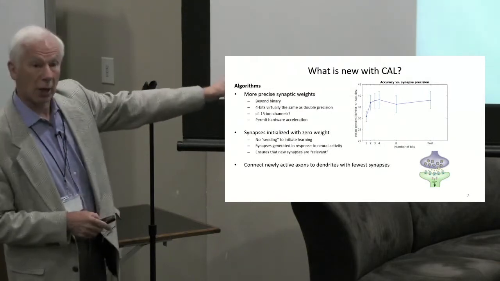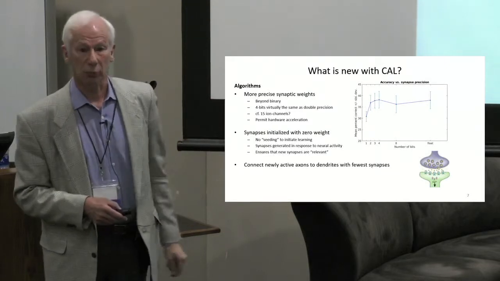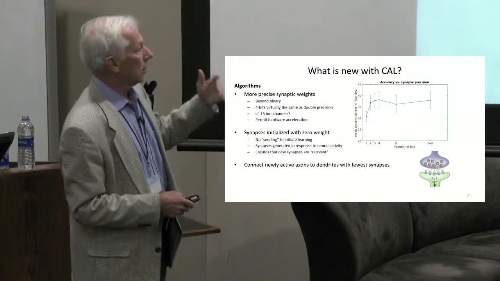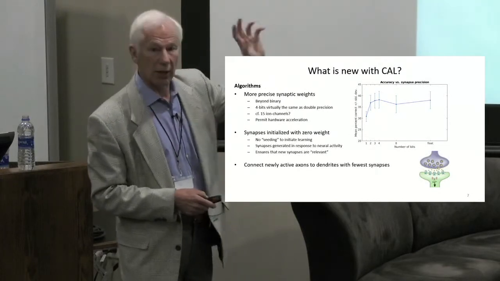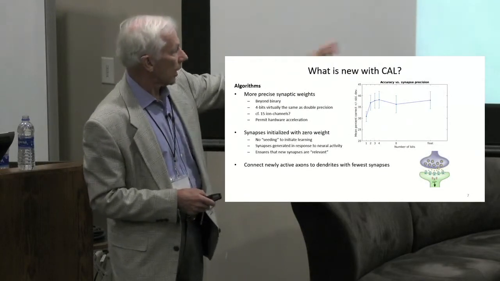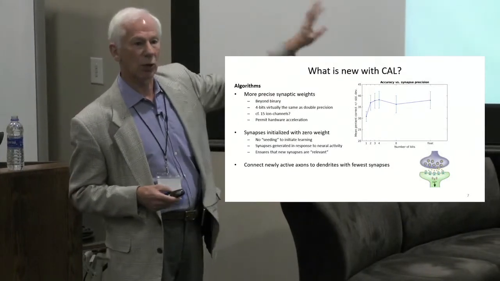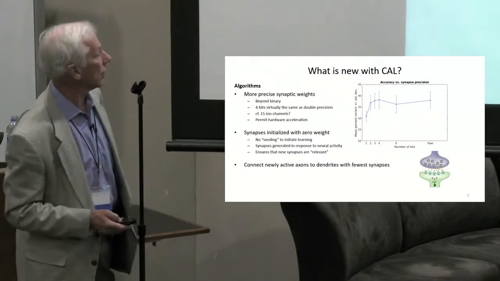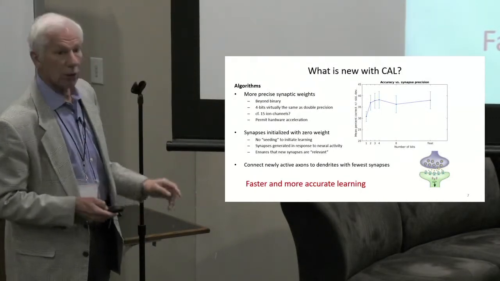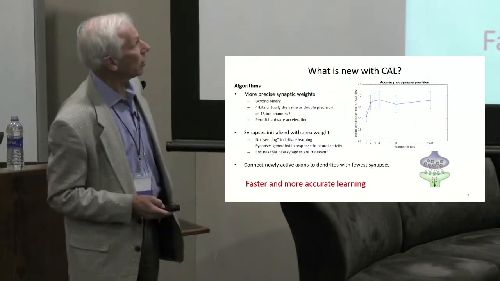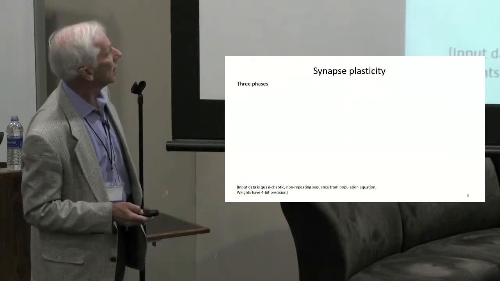And then, since there are no synapses on the axons, we have to decide how to connect them. The part of the algorithm that covers this is to connect to the dendrites that are the most ready to make new synapses. That's the dendrites that already have the fewest synapses. And this combination leads to faster and more accurate learning, and I'll quantify that in a few slides.